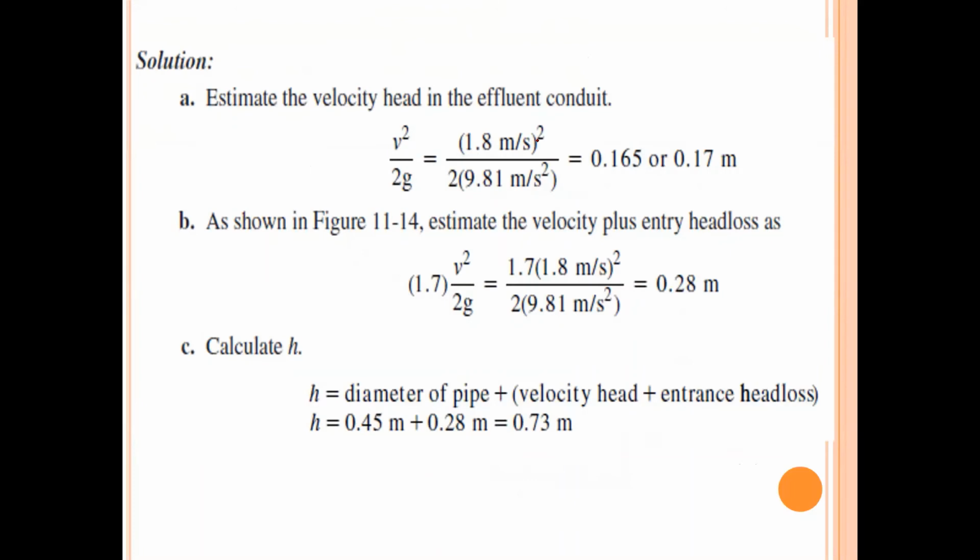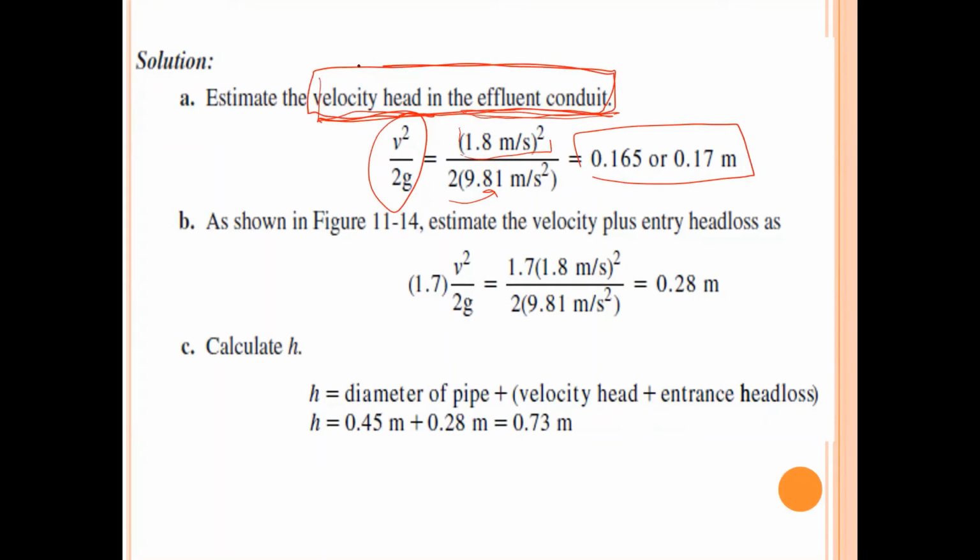Okay, so the velocity is given, then we can find the velocity head using this equation, V square over 2g. This is the velocity head in the effluent conduit. So V is 1.8 meter per second, and g is 9.8 meter per second square, and we put it in and we get this number: 0.17 meter. This is the velocity head in the effluent conduit. The water should overcome this velocity head to go out.